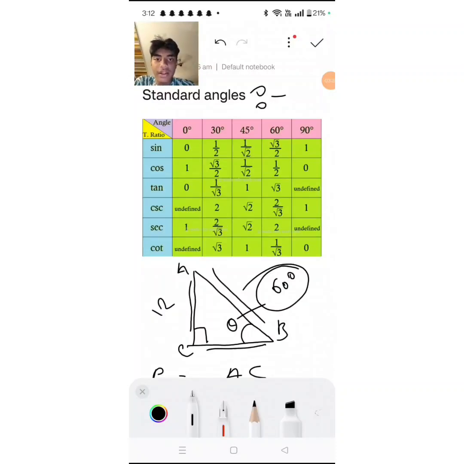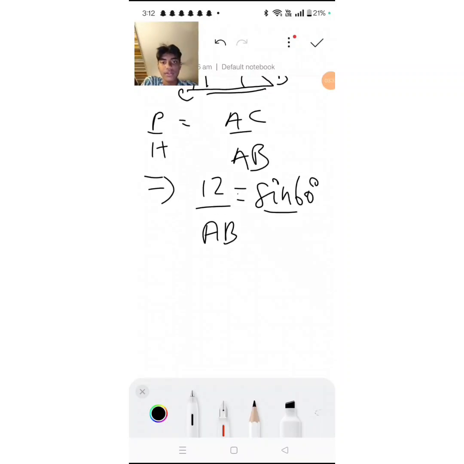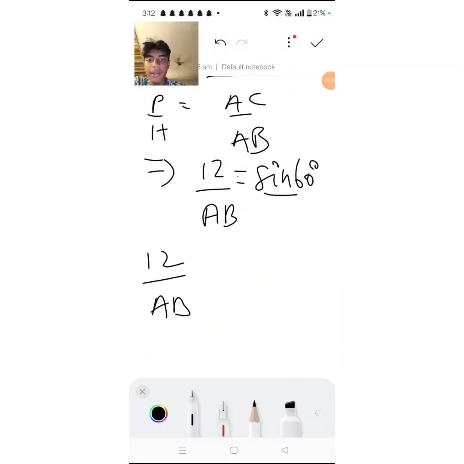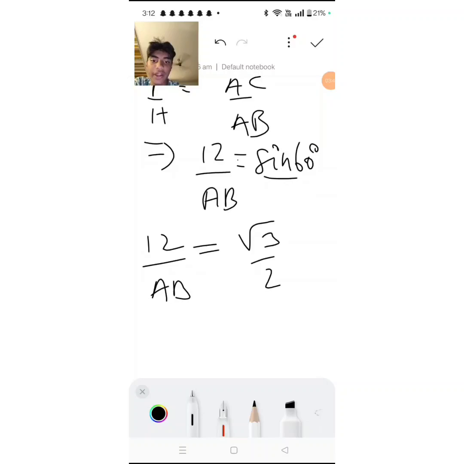Anyways, but over here, I'll show you. This is a table. You have to learn this table, okay? So it's root 3 by 2, which is sine 60. So now 12 by AB is equal to root 3 upon 2. How will you find AB? AB upon 12 is equal to 2 by root 3.